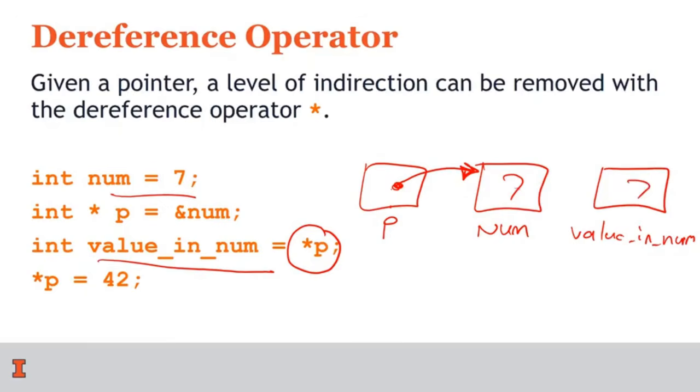Notice that the last line here, we do something different. Now that we've copied num into value_in_num, we say the dereferenced value of p should be made equal to 42. So we look at p, we follow that to where it's being dereferenced, and we change that value from 7 to 42. In the final state of this program, we have num that contains the value of 42, p that points to the memory address of num, and value_in_num is going to have the value of 7.